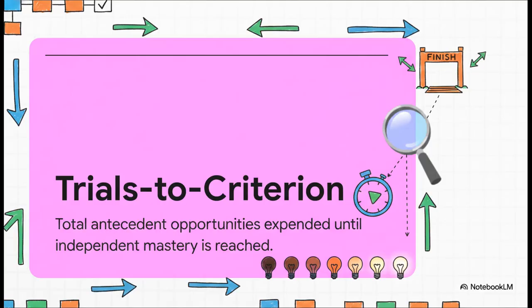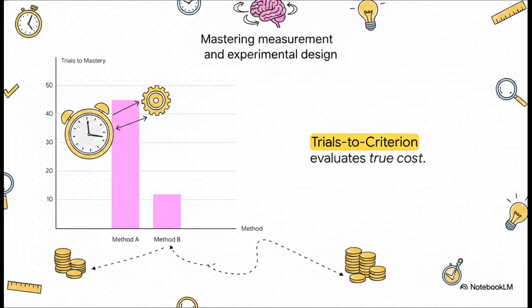And this brings us to the specific clinical fix, Trials-to-Criterion. I like to think of this as the true price tag of your teaching. Instead of relying on raw accuracy percentages, it counts the actual number of response opportunities you had to expend to reach a predetermined level of mastery. Basically, it evaluates the true cost of the instruction. Capturing the exact number of trials instantly reveals the superior, lower-cost method. Look at this. Method A required 45 trials to hit the goal of 3 consecutive errorless sessions, while Method B took only 12. So if the exam ever asks you to evaluate which intervention costs less in terms of clinical time, Trials-to-Criterion is always your answer.